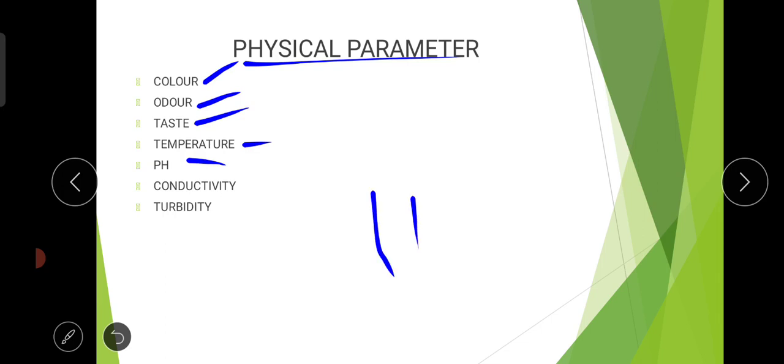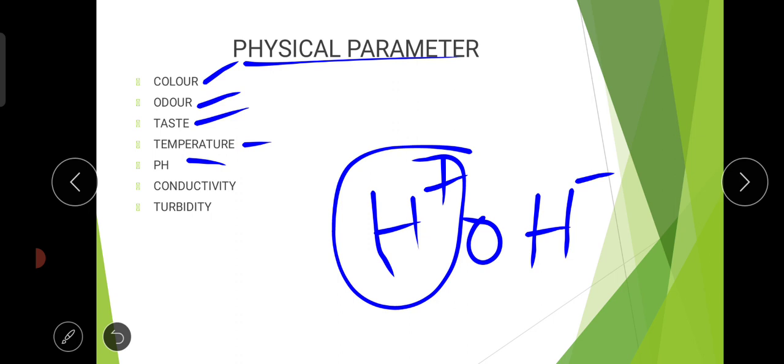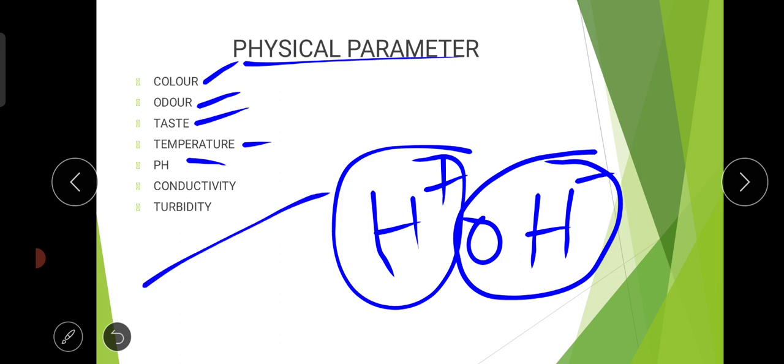If the water contains more H plus ions, then we can say that the water or solution is acidic in nature. If the liquid consists of a greater amount of OH minus ions, then it is basic in nature. The pH scale consists of points from 0 to 14. 7 is the neutral one. From 0 to 7 it shows acidic character. From 7 to 14, basic character.